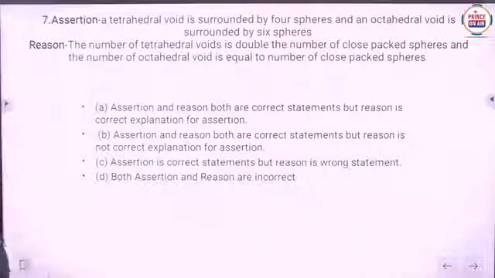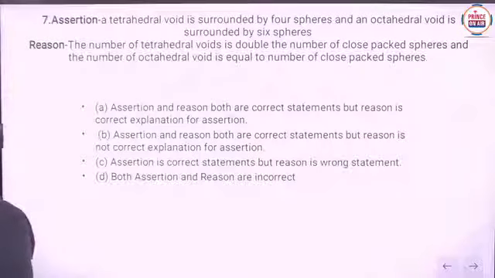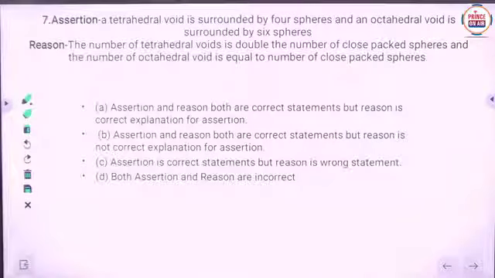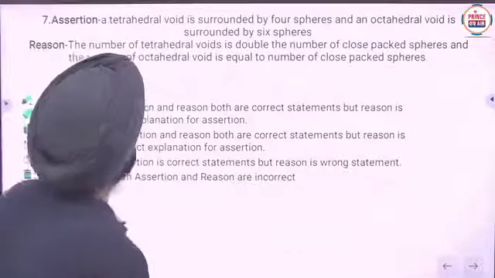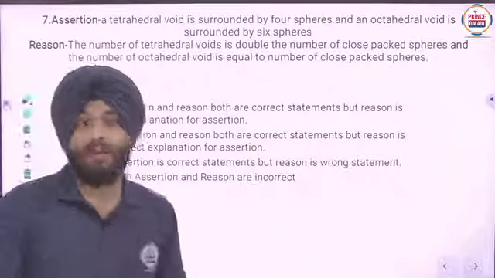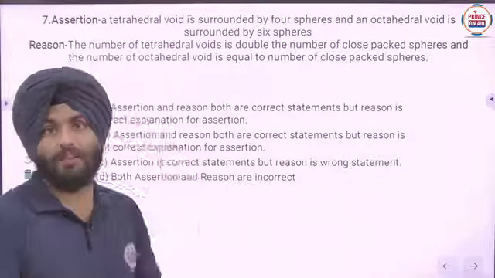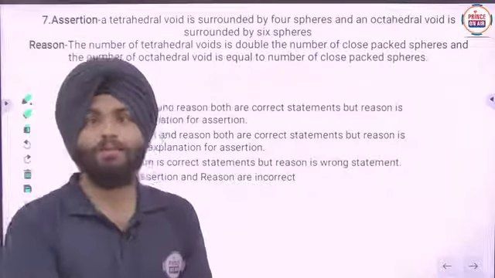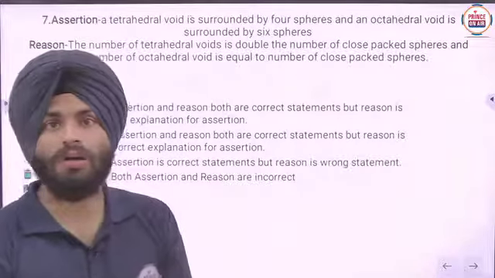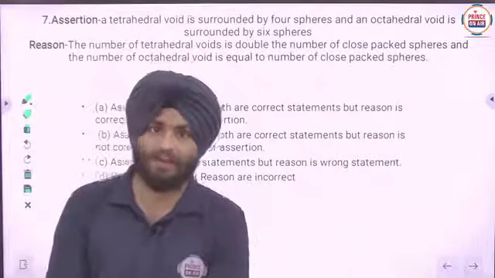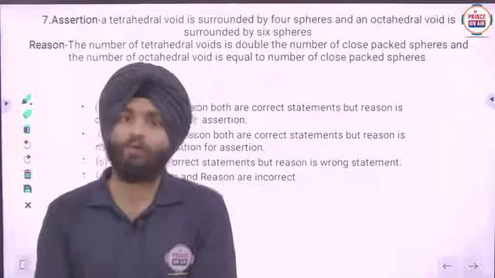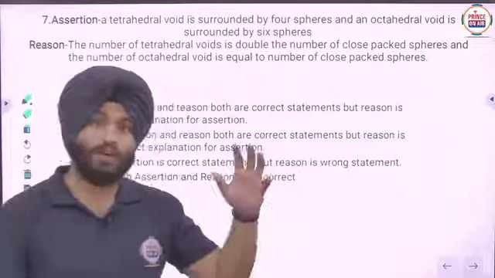One more question is there. A tetrahedral void is surrounded by 4 spheres and an octahedral void is surrounded by 6 spheres. The reason is that the number of tetrahedral voids is double the number of close packed spheres, and the number of octahedral voids is equal to the number of close packed spheres. So try to do that question yourself.